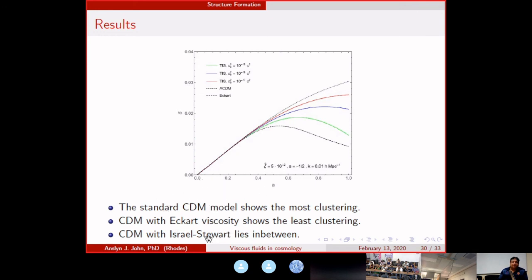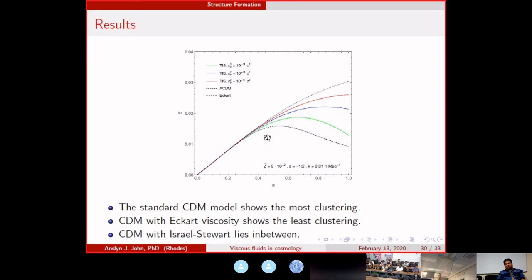There's the standard cold dark matter scenario where there's no viscosity, and that is this line here. That's the old Lambda CDM model, the standard model of cosmology. You see, there the density contrast is much bigger compared to the other situations. All these models have viscosity built in. So, using a purely linear analysis, the Lambda CDM model predicts much more clustering than models of viscous dark matter.